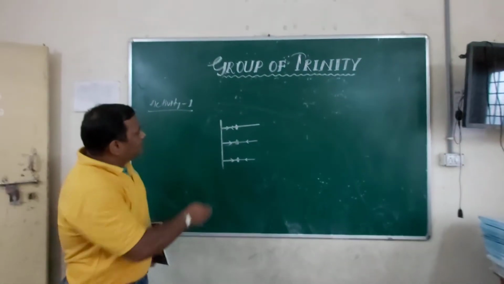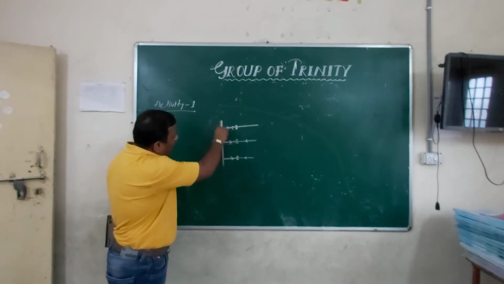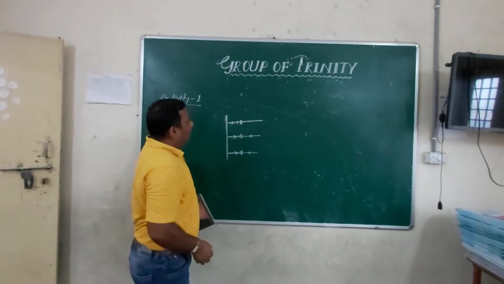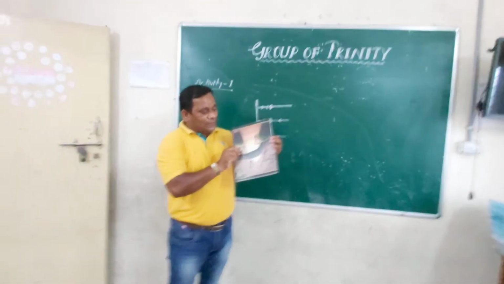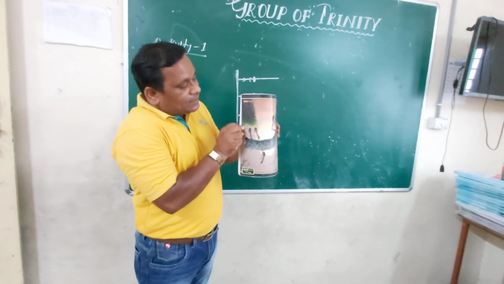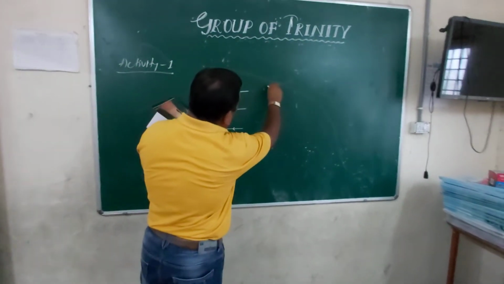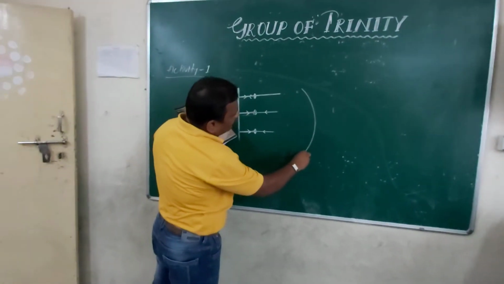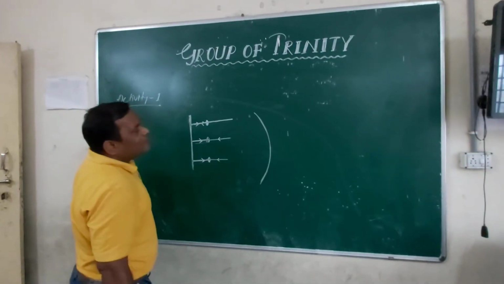Okay children, this is an example I give: this is the rubber plate, right? Suppose I show you that it is a rubber plate, and if I fold it like this, what will happen? It becomes a convex surface.